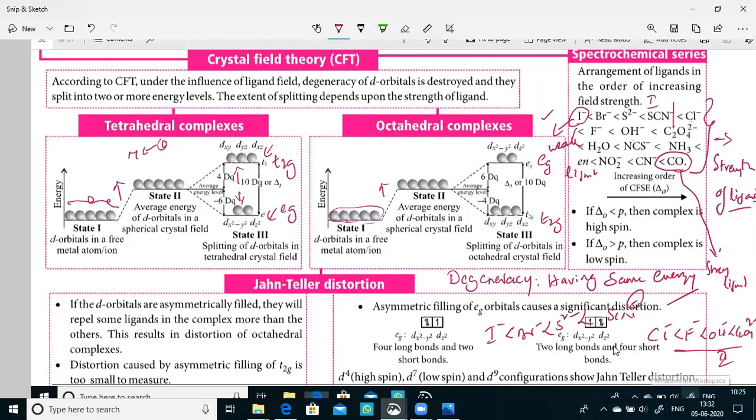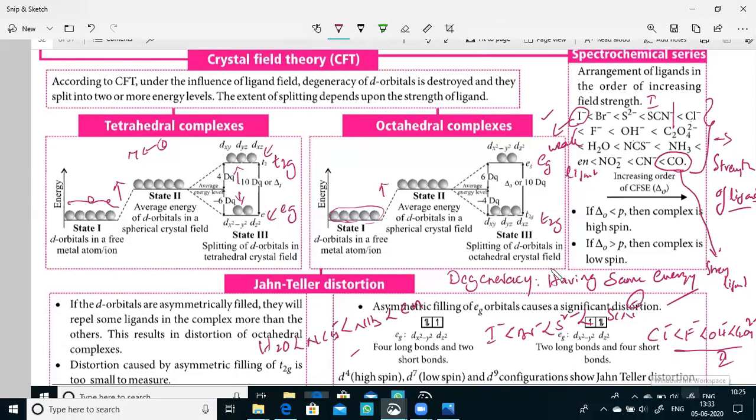Next you can take H2O, aqua. Next NCS minus, isothiocyanate. Next NH3. Next en, ethylenediamine. Next, the last one is NO2 minus and CO. So you have to remember this. Very important. You will get questions based on this one.